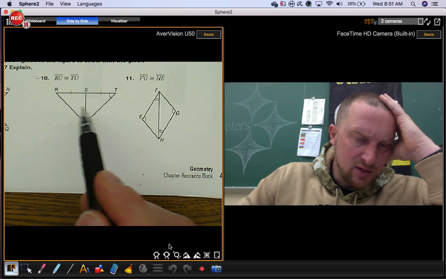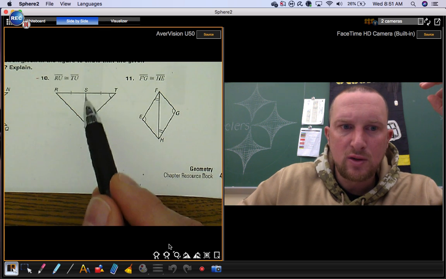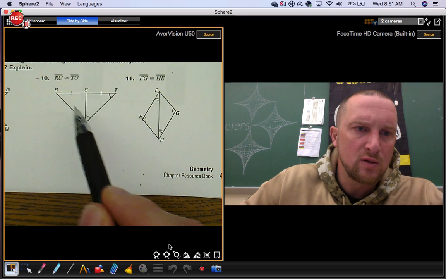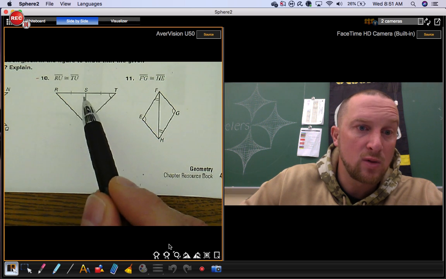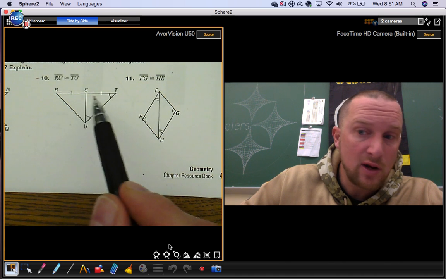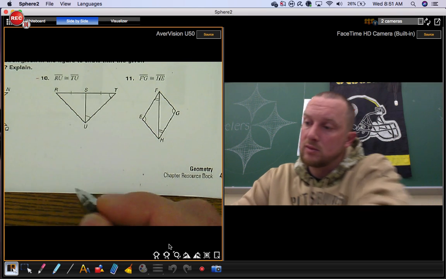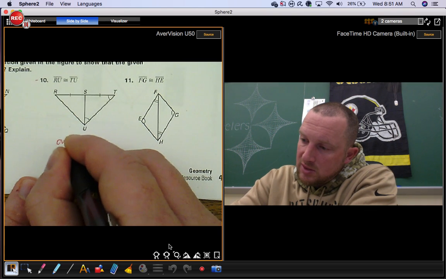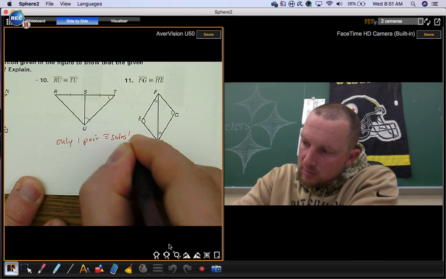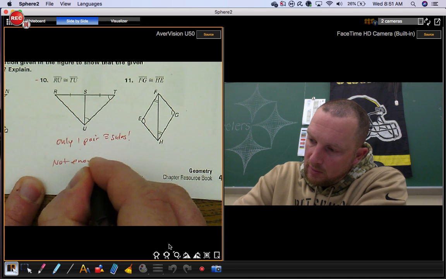Number 10, let's look at these 2 triangles. You got a pair of congruent sides, and that's about it. They're showing you that this triangle over here is isosceles, which is nice, but it doesn't help you prove that it's congruent to this triangle over here. This triangle over here could be way smaller, or it could be way bigger. You really don't know. You cannot prove that these triangles are congruent, so you cannot prove that these corresponding parts are congruent. So I'm just going to say only 1 pair of congruent sides. Not enough info.